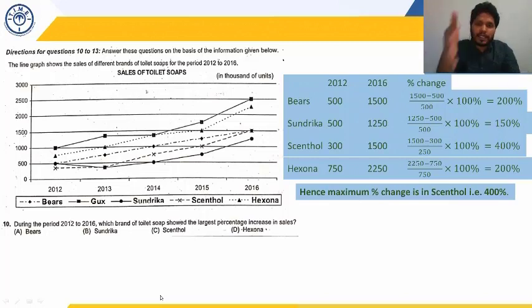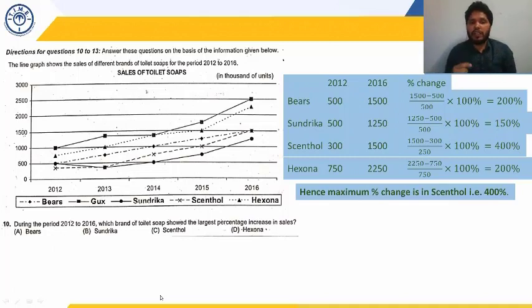So let's compare Beers and Synthol or Beers and Hexona. Let's compare Beers and Synthol first. The sales of Synthol in 2012 is less than 500. We do not know exactly, and we need not check also. It may be 400 or 450, but it is less than 500, that we know. And the sales of Synthol go from less than 500 to 1500 in 2016, and the sales of Beers go from 500 to 1500.